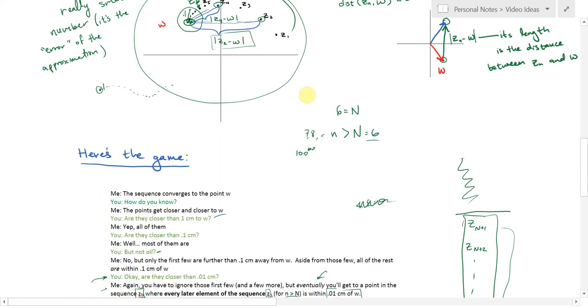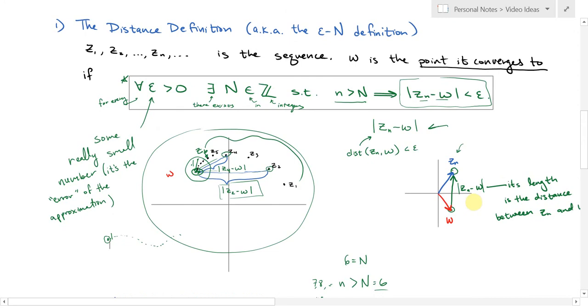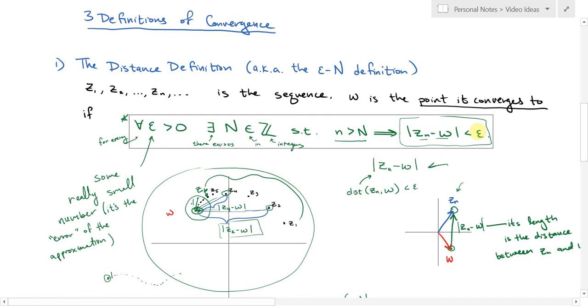All right, so that's the first definition, the epsilon N definition. And it's a nice exercise in making sure you understand what all these symbols mean to think carefully about what this sentence is saying. For every epsilon greater than zero that you give me, there exists a capital N, which is an integer, that I have to come up with, such that if little n is greater than that capital N, then that means that z sub little n is within an epsilon distance of W.